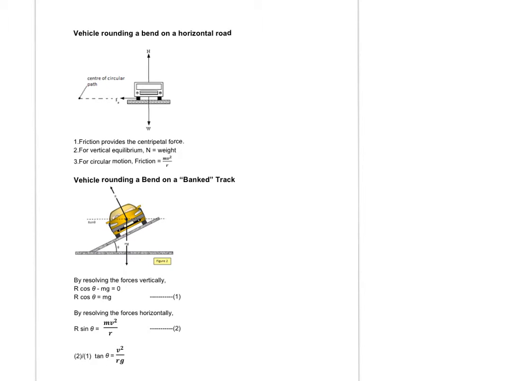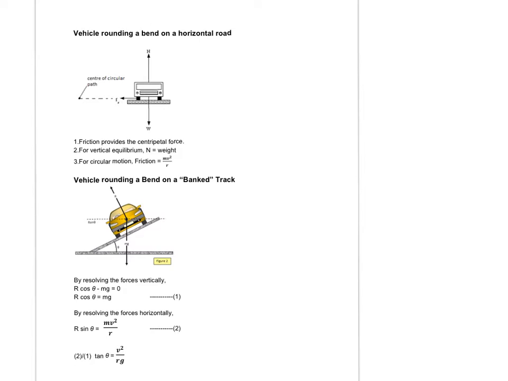And the last example of a horizontal circle is for a vehicle rounding a bend on a horizontal road and on a bank track. Now, if a car, for example, makes a turn on a horizontal road, let's say you are driving in a roundabout on a horizontal surface, the two forces acting will be a normal reaction force upwards and your weight downwards. And so these two forces will cancel each other because there's no vertical motion.